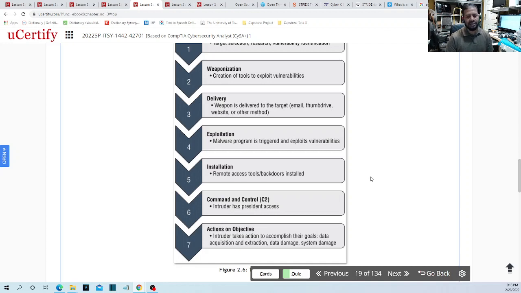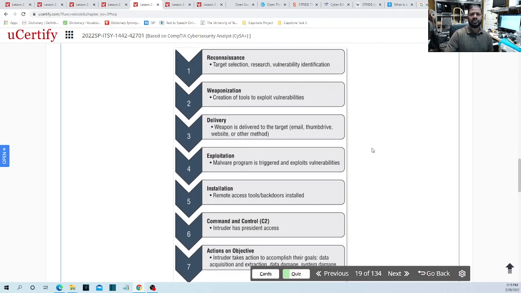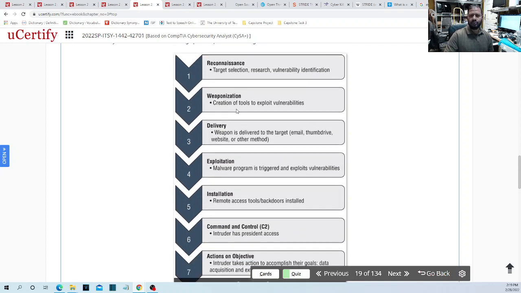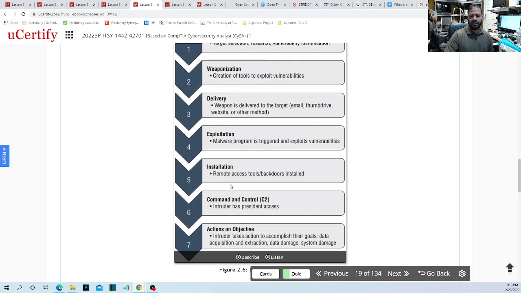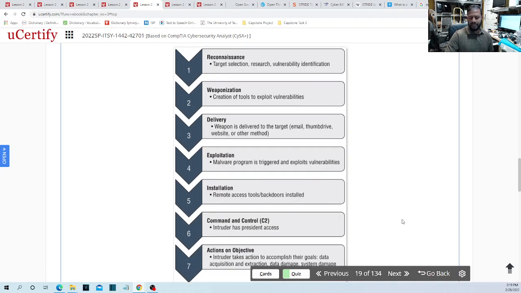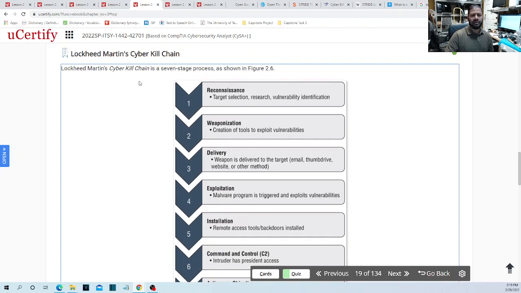then the last step, number seven, now they are going to do what they really wanted to do, like steal your data, damage your system, change your configuration. Now that they have persistent access and administrative privilege, they will do what they want to really damage your system. So these are your 7 steps: reconnaissance, weaponization, delivery, exploitation, installation, command and control, and action on objective. This is the stride model to understand the 7-step process of an attack.